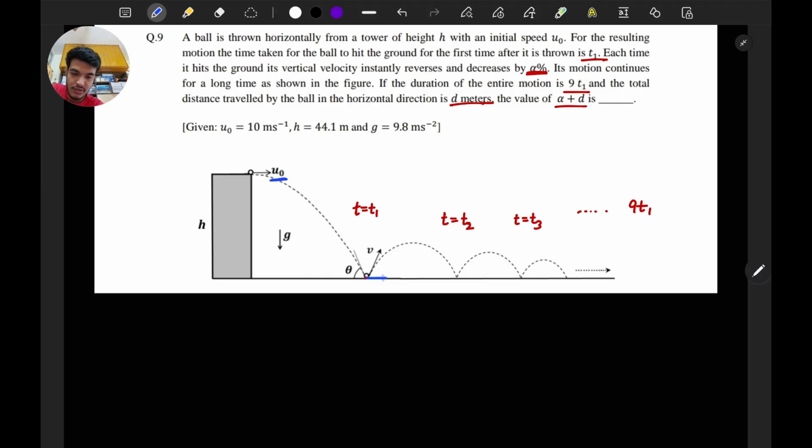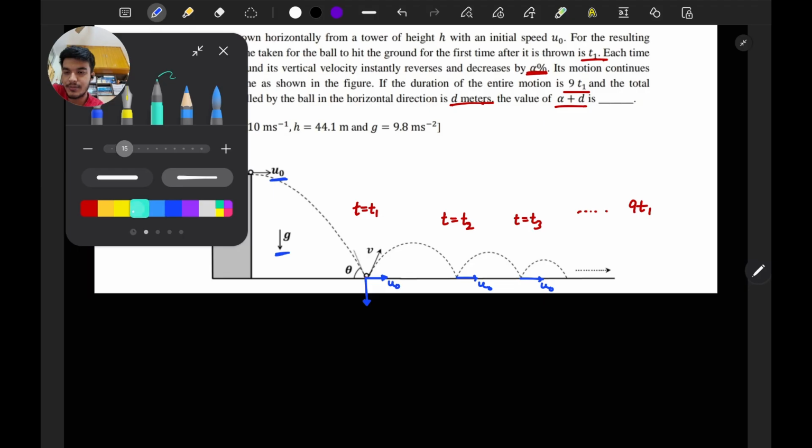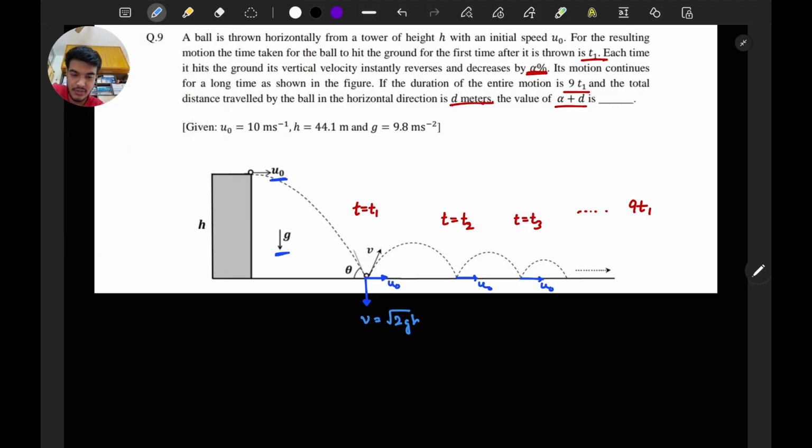Here also it would be u naught. Here also it would be u naught. Here also it would be u naught. But since there is acceleration due to gravity downwards, here it would be some v when it reaches this point, and this you all know would be under root 2gh, because the height is small h. Am I right? 2gh.